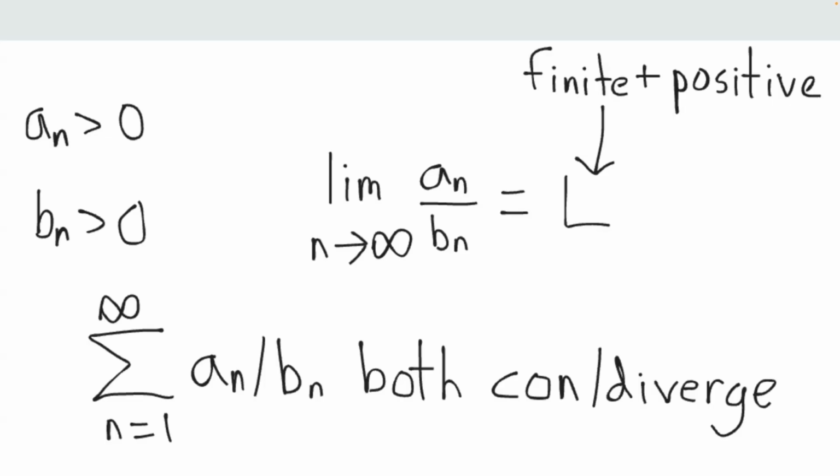And yeah, essentially all this is just the ratio test. If the limit as n approaches infinity of the ratio of A of n over B of n is a finite and positive constant, that means the series of both A of n and B of n will either both converge together or both diverge together. So if you know one converges, then the other must converge too. If one diverges, the other must diverge too.